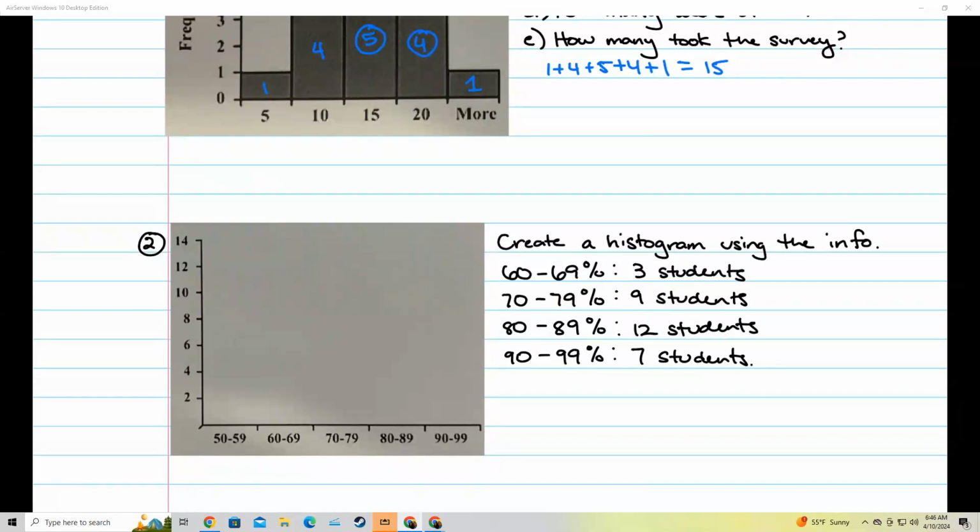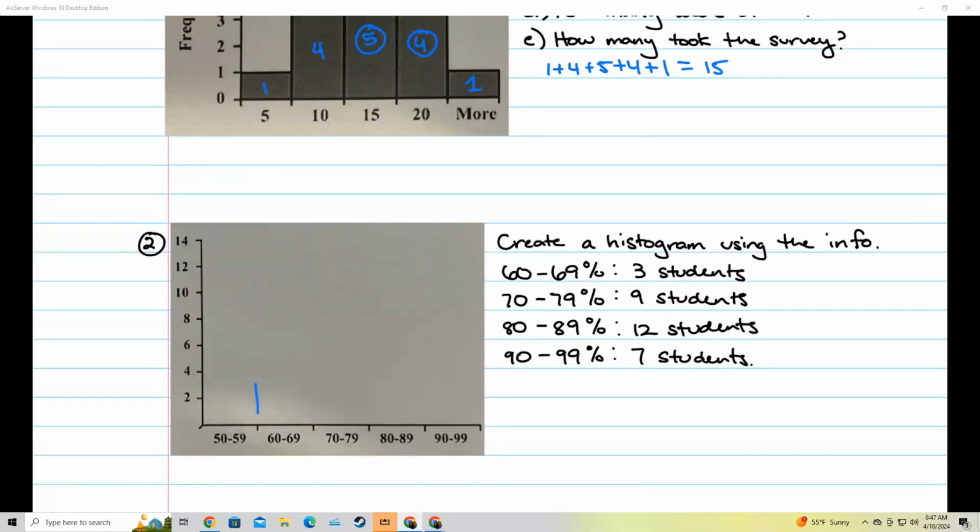So what I'm going to do is create a bar that goes up to 3. Now here's 2, this would be 3, and this is 4. I want it right here. So I need to create a bar from the 60 to 69 that goes that high. So that's exactly what I'm going to do. Let's go ahead and create that bar.